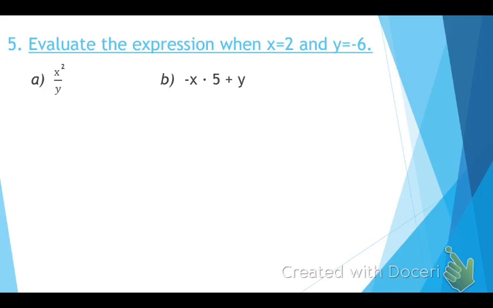Evaluate the expression when x equals 2 and y equals negative 6. Repeat after me. Plug it in, plug it in. Plug it in, plug it in. All right, guys, what am I plugging in for x squared? 2. 2 squared.